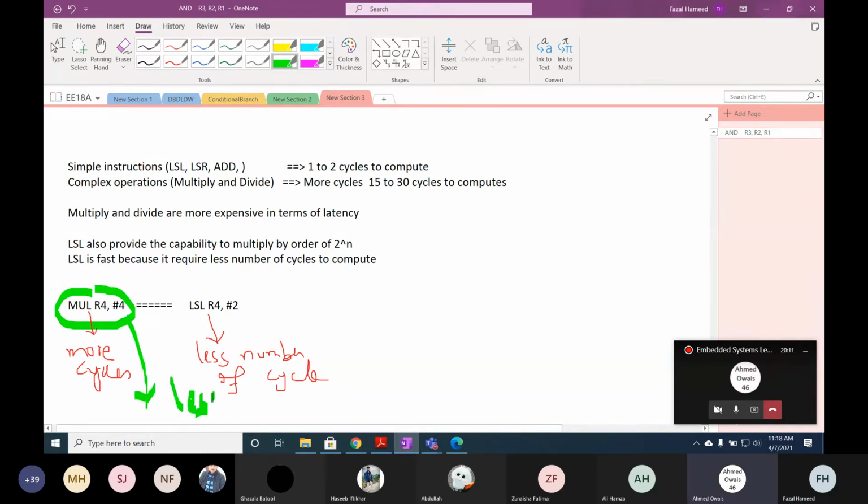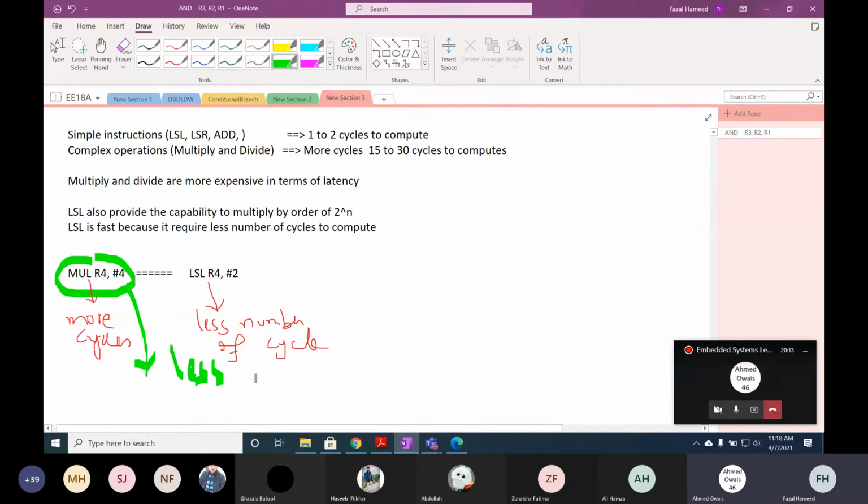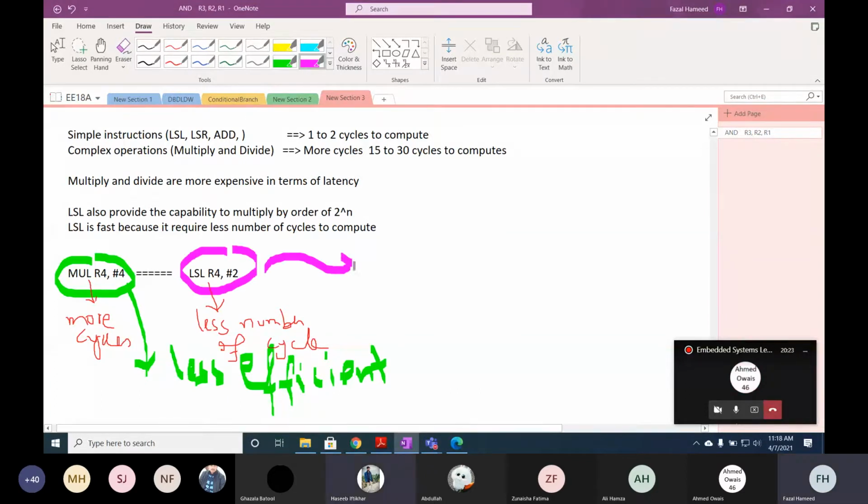The right one, sir. The left one is less efficient, and the right one is more efficient.